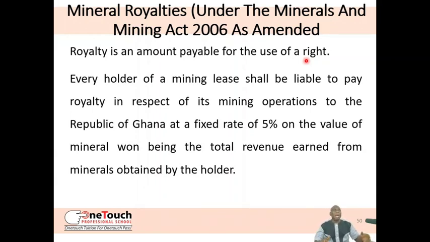Now, every holder of a mining lease shall be liable to pay a royalty in respect of its mineral operations to the Republic of Ghana at a fixed rate of what? 5% on the value of the mineral won, being the total revenue earned from the minerals obtained by the holder. Government is entitled to 5%. It's a flat rate. So when you are treating a mining question and you are asked to calculate the royalty, if the examiner does not give you the rate, don't say, where is the rate? Please, the rate is 5%.